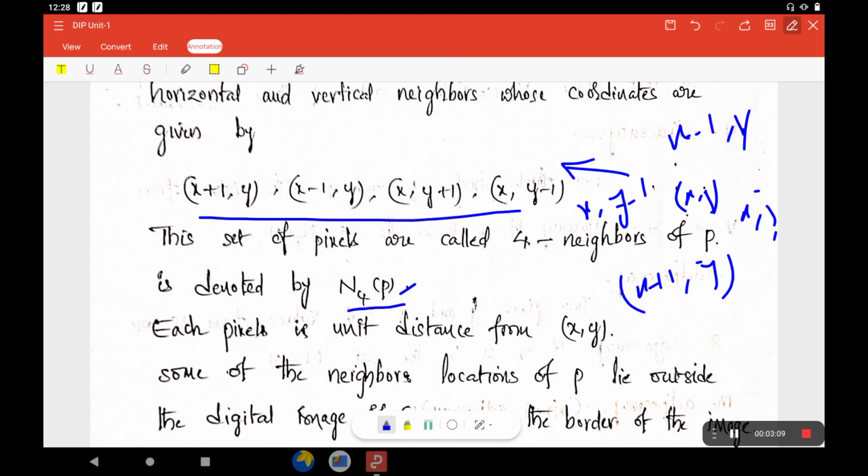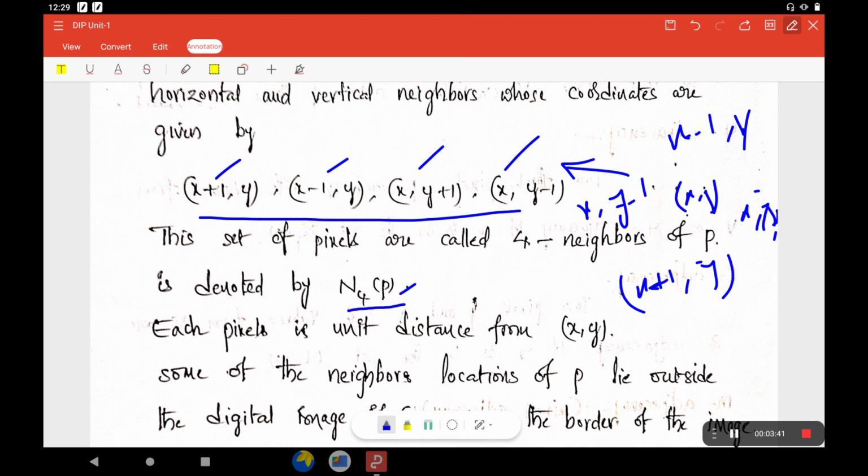So x comma y is the central pixel. This is x minus 1 comma y. Here the row is incremented, therefore x plus 1 comma y. This is another pixel, x comma y minus 1: the same row, one column before, therefore x comma y minus 1. This is the same row but the column is incremented, x comma y plus 1. These are the four neighbors of the corresponding pixel.